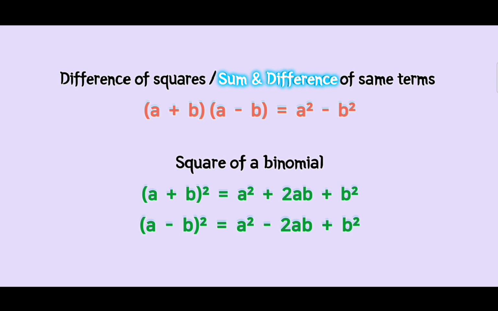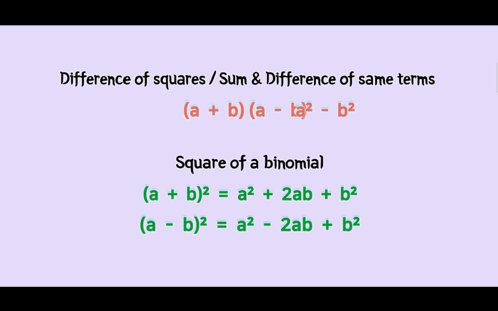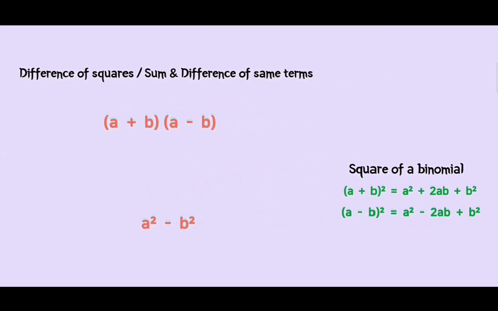So a sum and a difference pattern means that you have one that's added, one that's subtracted. But notice that the a and the b in the first binomial are the same as the a and the b in the second binomial. Now we know the distributive property. Let me just show you that real quick.